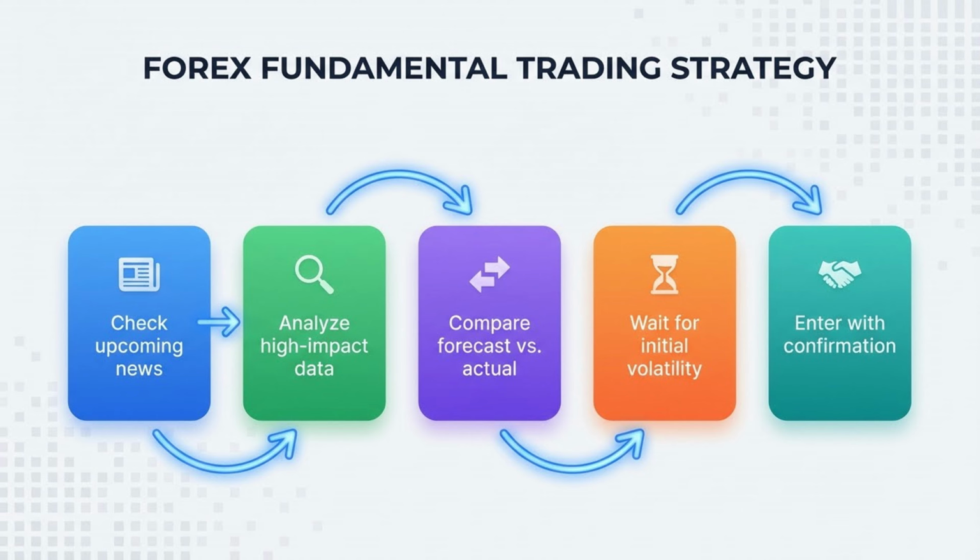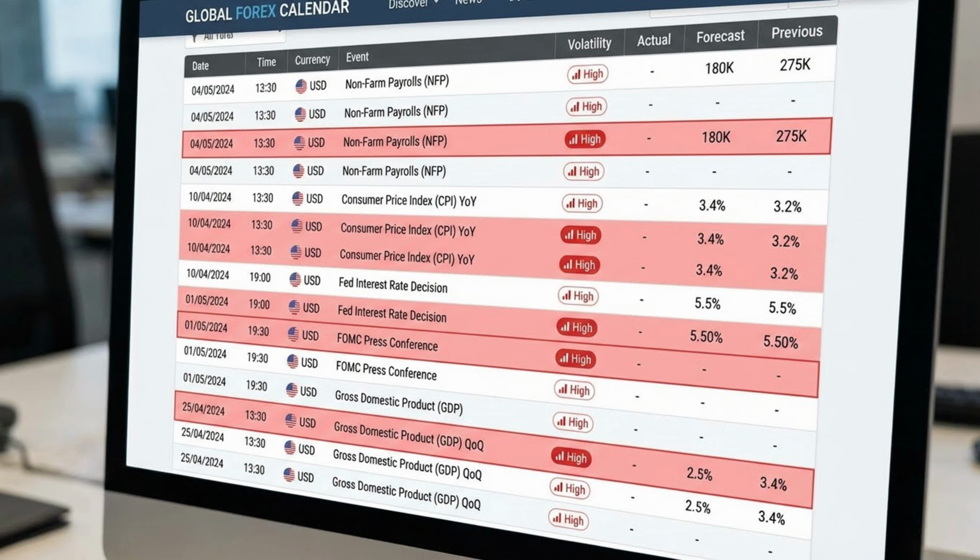Instead of entering a trade immediately, it's important to wait for the initial burst of volatility to settle, because the market can react unpredictably in the first few seconds or minutes. When price movement becomes clearer, you can then enter the trade with confirmation, meaning you follow the direction supported by both the data and the price action. This approach helps traders reduce noise, avoid emotional decisions, and trade with greater accuracy. A global Forex economic calendar, which is a crucial tool for traders who follow fundamental analysis.